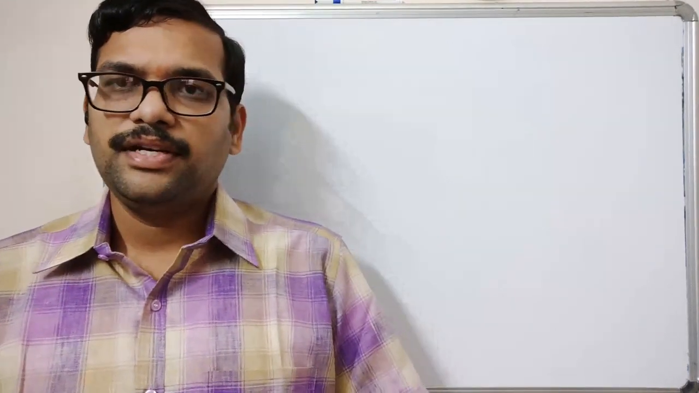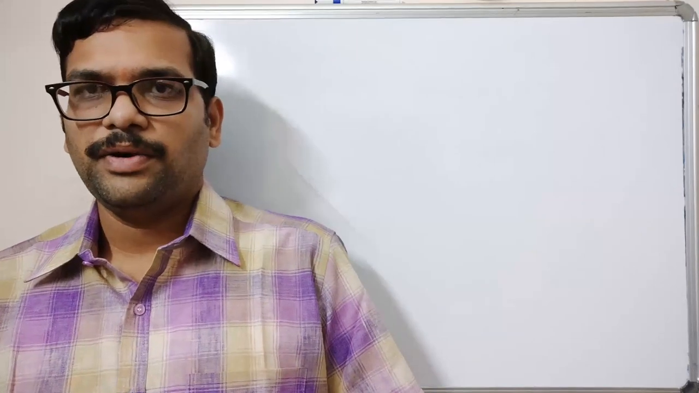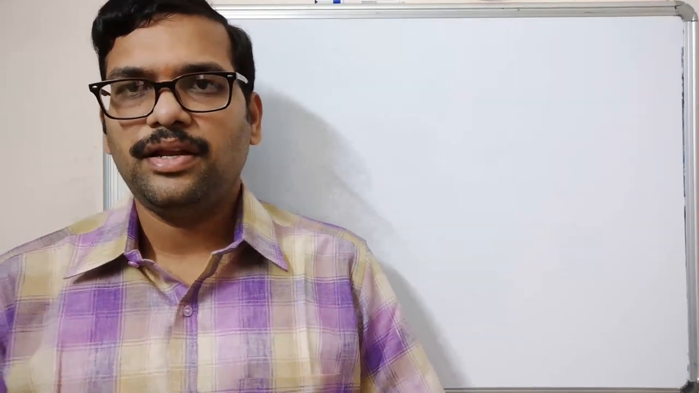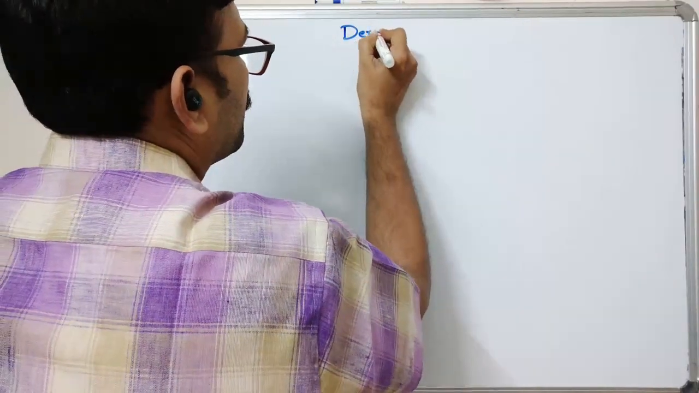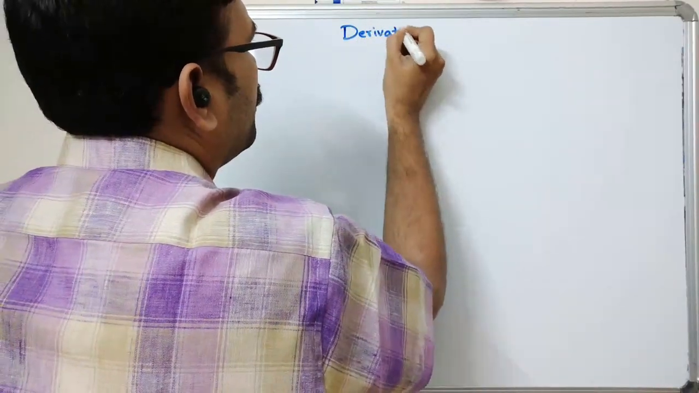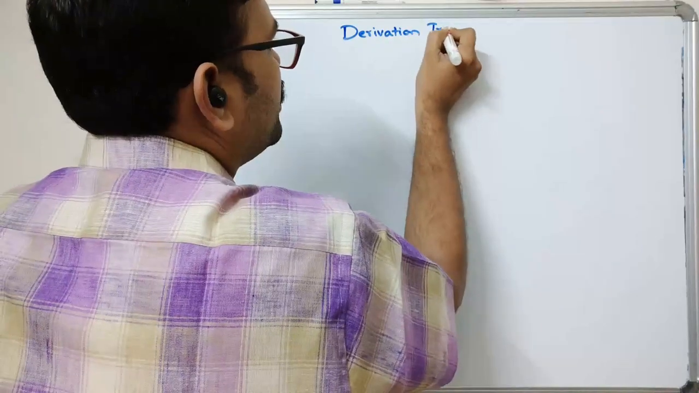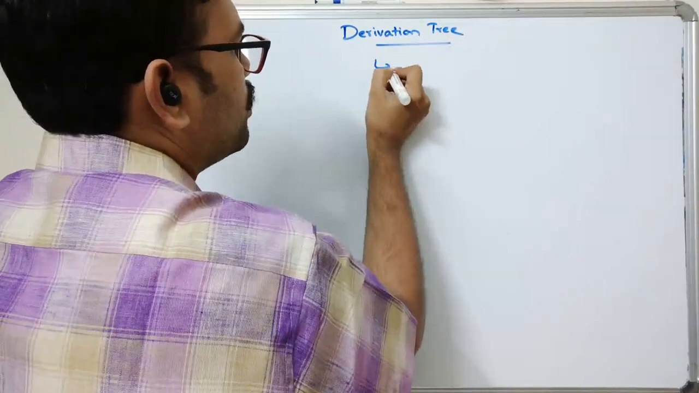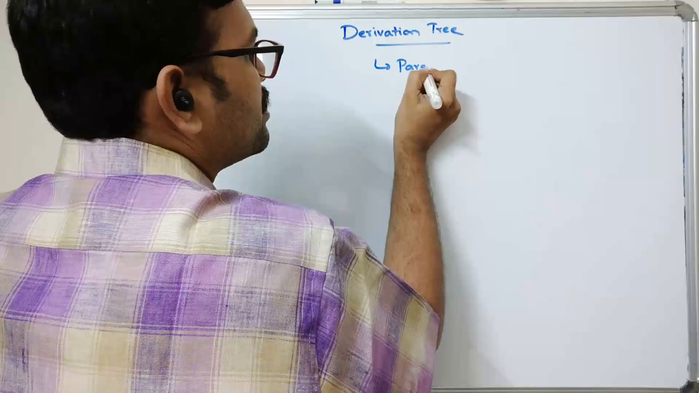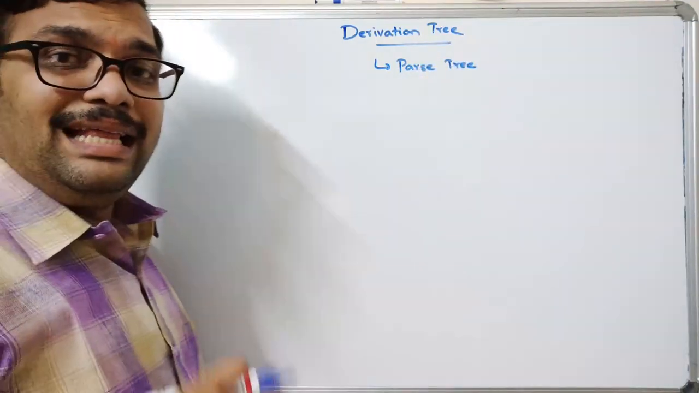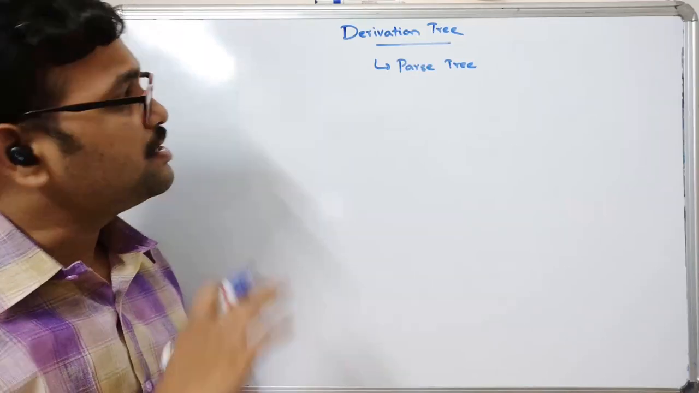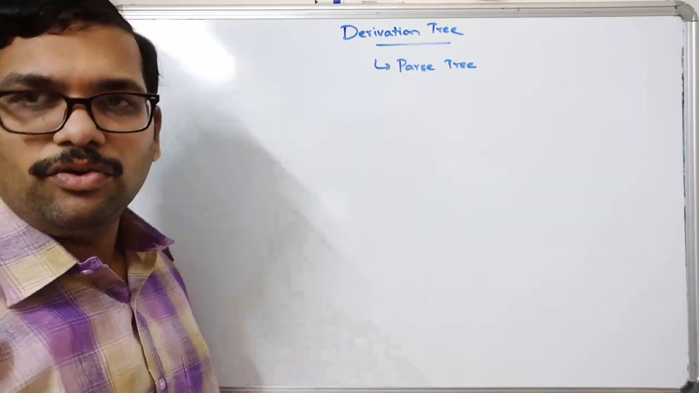So in today's session, we'll discuss one more concept in automata theory, that is a derivation tree, or a parse tree. Derivation tree, and the same is also known as parse tree. In this concept, the derivation tree consists of three kinds of nodes.